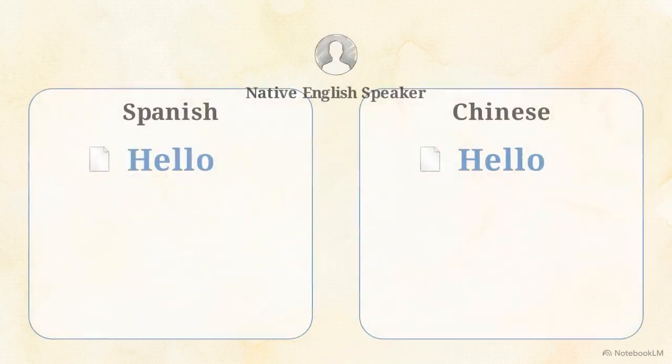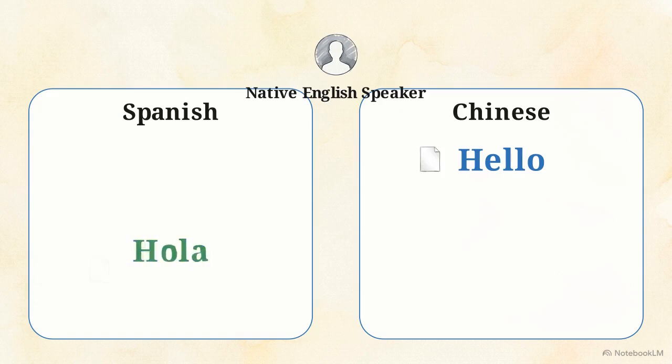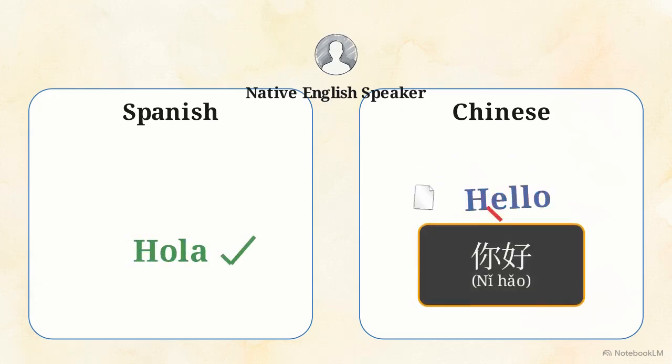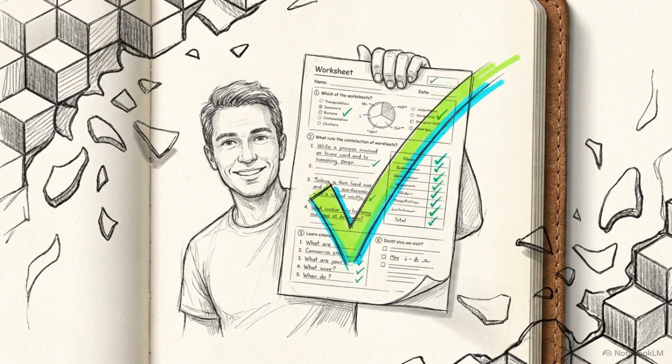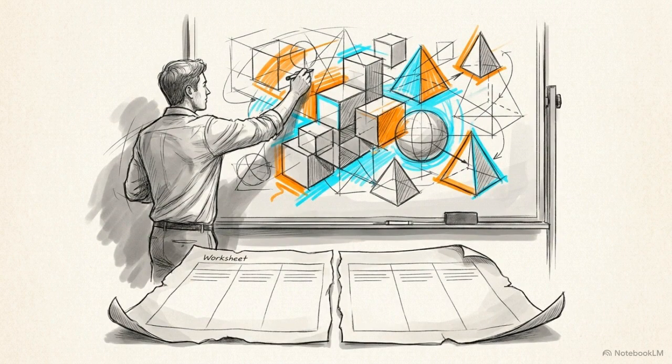For example, native English speakers usually find Chinese much harder to learn than Spanish. The established grammar rules of English actively interfere with the entirely different rules of Chinese. Apply this to your classroom by having students challenge a task they have already mastered. Ask them to solve a math problem using a completely different method than the one they usually rely on.